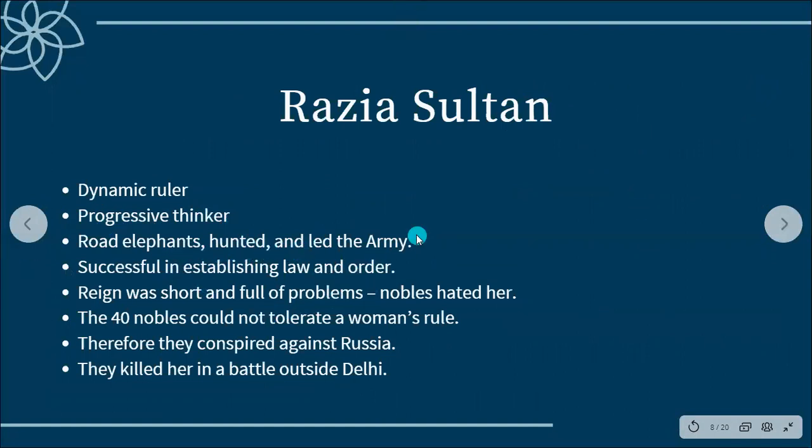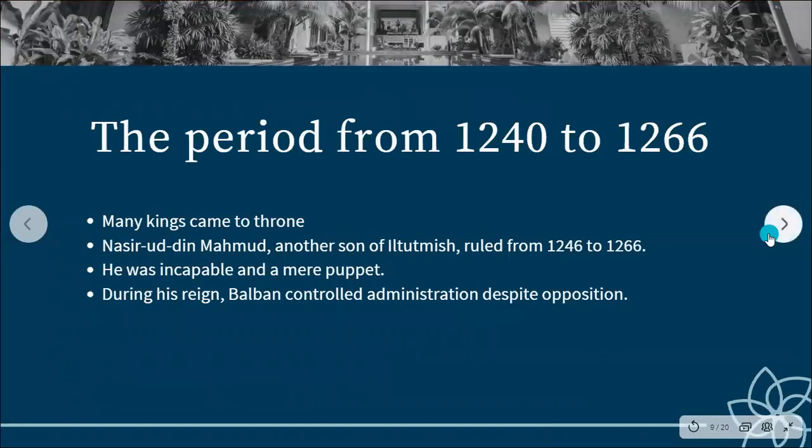Why? If these good qualities existed, why was it short and full of problems? It's because the nobles hated her. The 40 nobles could not tolerate a woman's rule, right? Therefore, they conspired against her and they killed her in a battle outside Delhi.